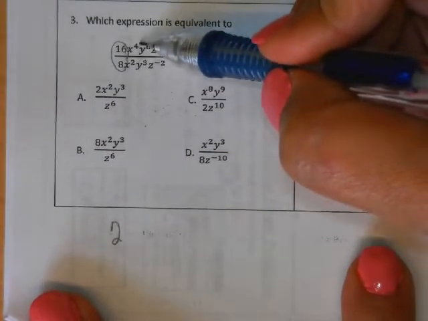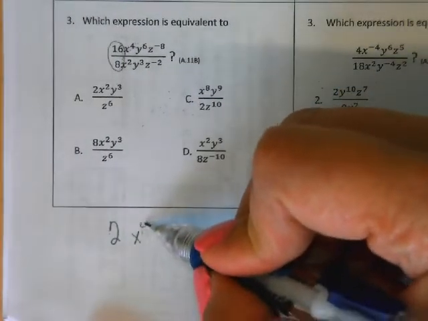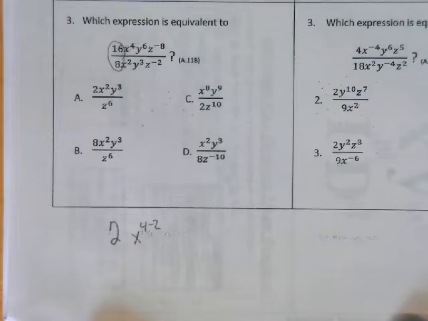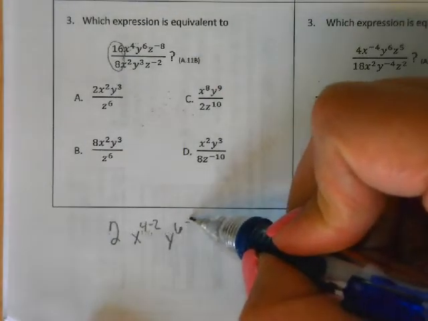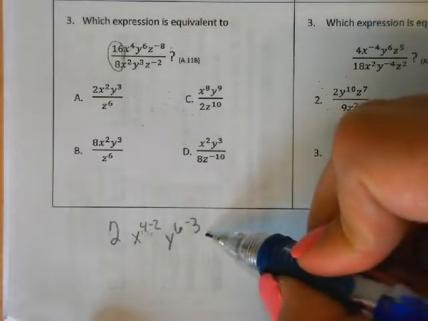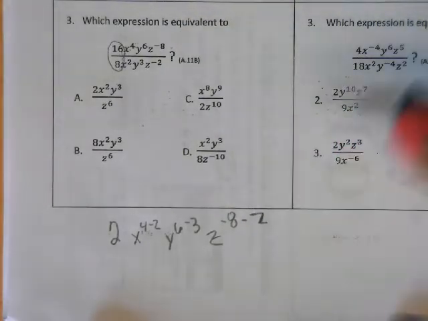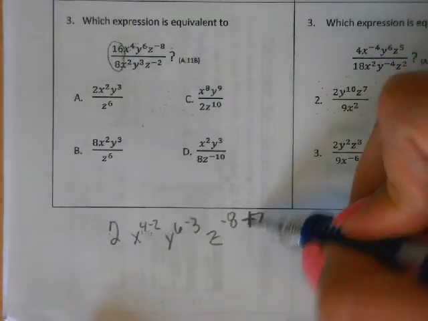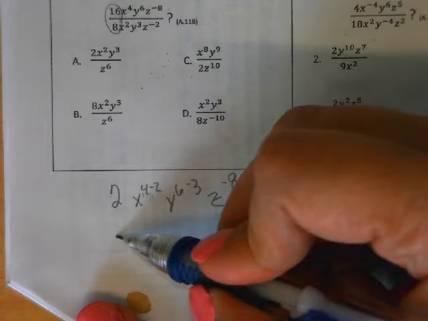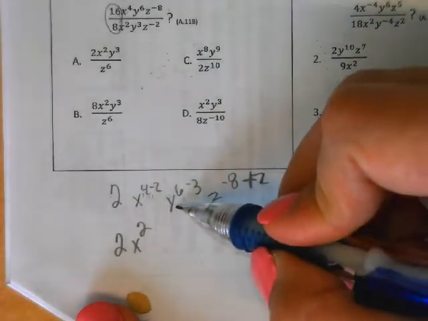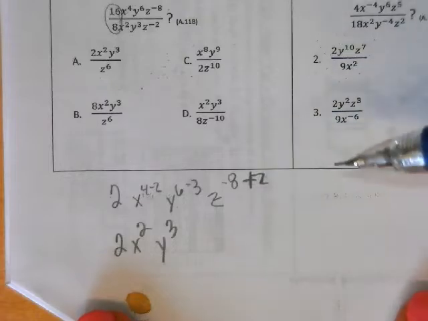And then what am I doing with my x to the 4th over x squared? We're going to subtract. So 4 minus 2. Remember, the numerator one goes first. What about y? 6 minus 3. Be careful on the z's, though. What's a negative 8 and then minus a negative 2? What happens there? Becomes a plus. So what's 4 minus 2? 2. What's 6 minus 3? What is a negative 8 plus 2?